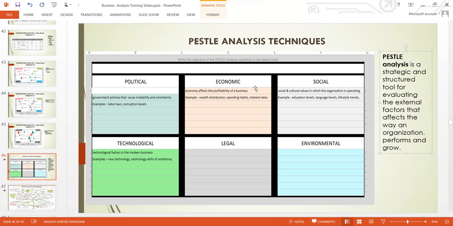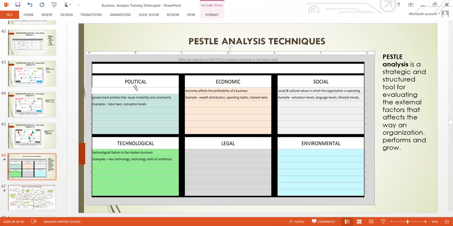And to look at these external factors, we look at them from these six points of view, from these six factors, which are political factor, economic factor, social factor, technological factor, legal factor, and environmental factors.